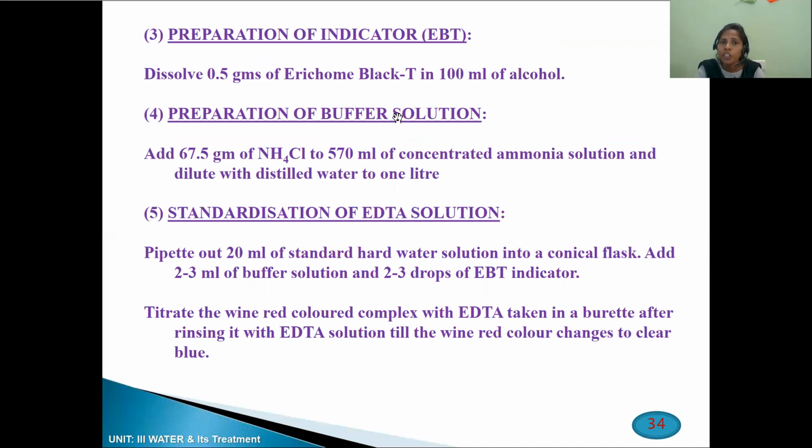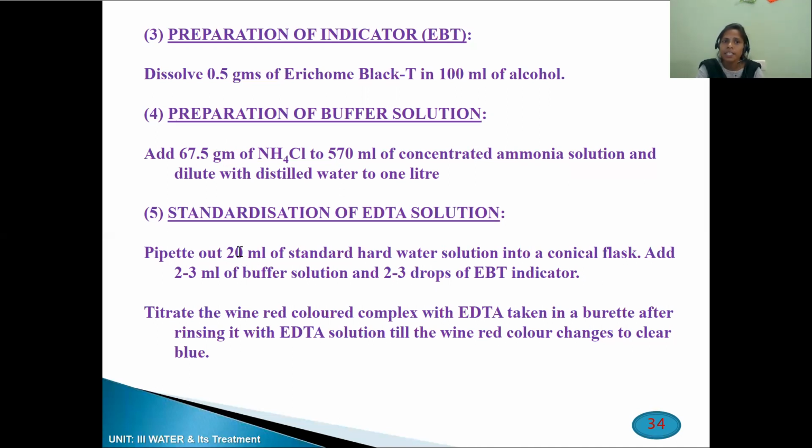And the next one is the preparation of buffer solution. What is the buffer solution here using? Ammonium chloride and ammonium hydroxide. What is the role of the buffer solution? To maintain the pH value of 9 to 10. So here we are preparing the buffer solution by taking 67.5 grams of ammonium chloride and 570 ml of concentrated ammonia solution, and this is dissolved in distilled water. So this ammonium chloride, ammonia and water are forming ammonium chloride and ammonium hydroxide. This is the preparation of buffer solution.